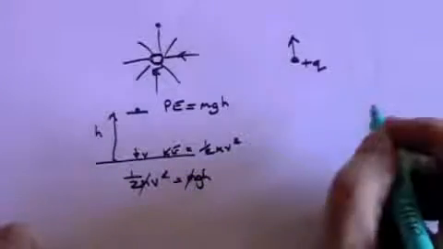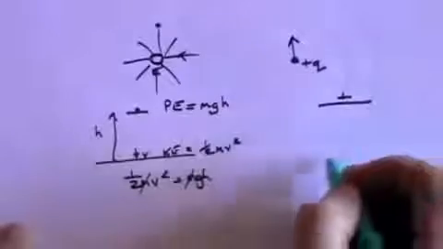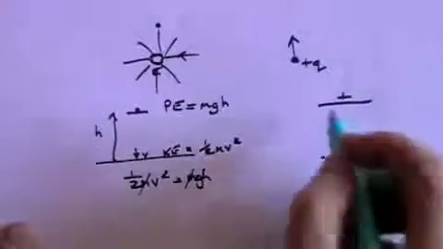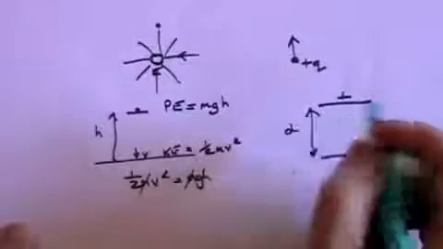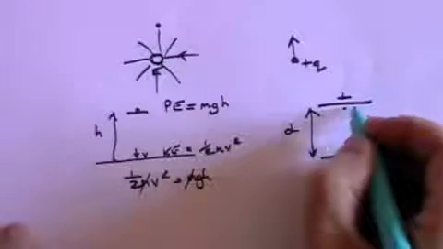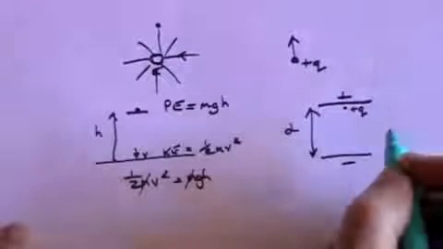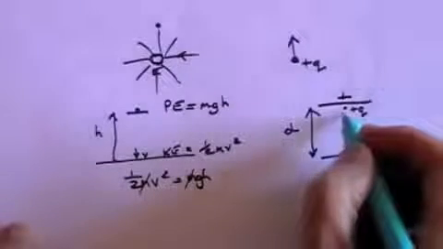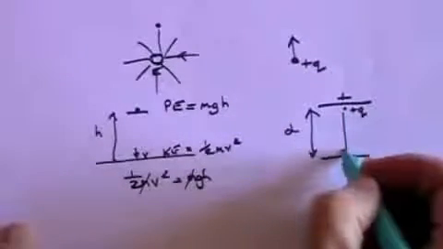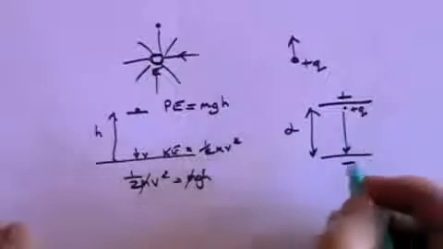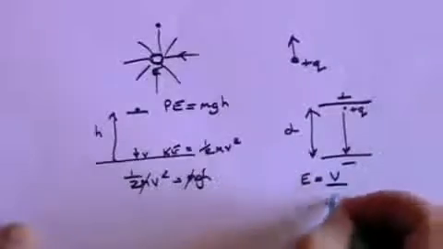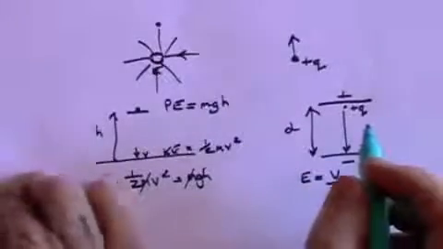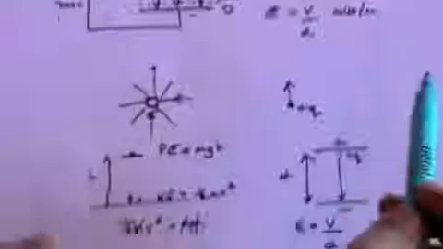By contrast, if you have two parallel plates a distance d apart, and you have a positively charged charge, a little q, that will accelerate towards the negative plate. And what we've shown is that the electric field is equal to V divided by D. That's what we showed up here.